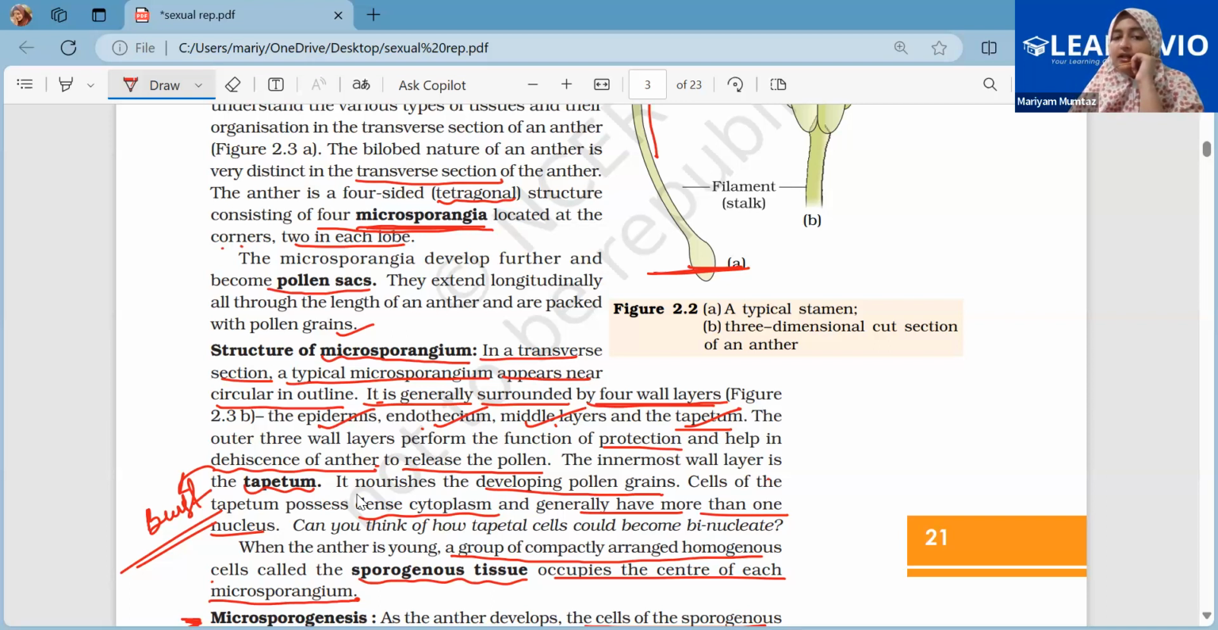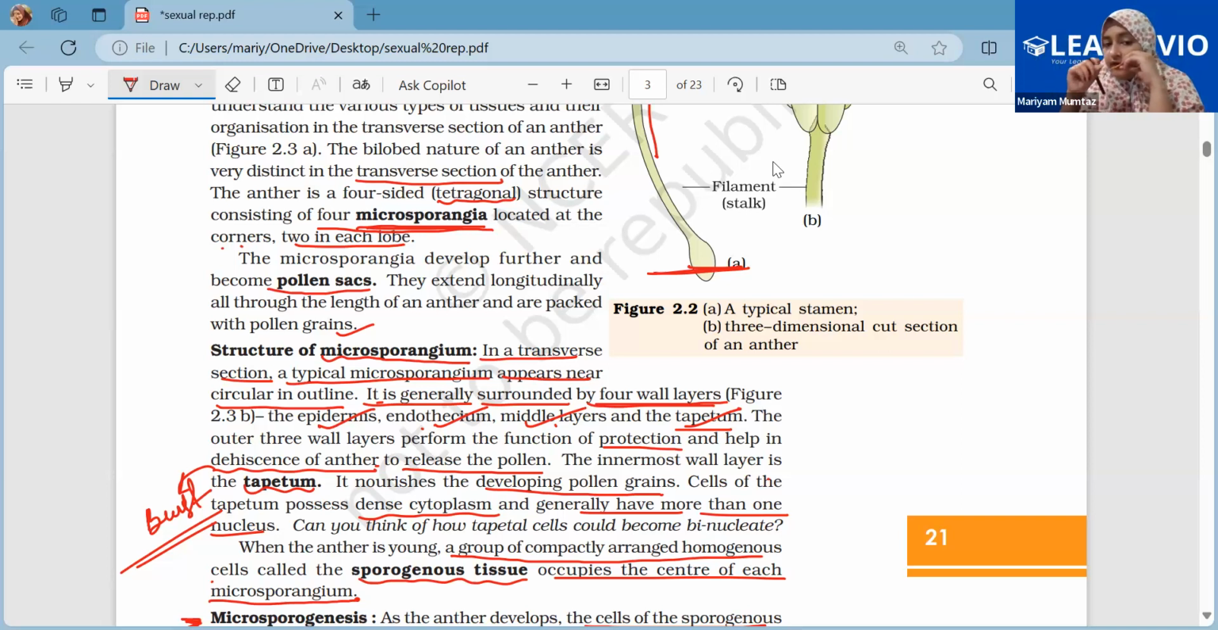The tapetum. Ma'am, does dehiscence basically mean bursting of the flower? Not the flower, anther. Anther. Okay. The part of the male reproductive part, the anther, once the pollen grains are matured, how can it transfer the pollen grain? So it bursts. And anything that bursts, it means that it will release out everything. So that is what the anther does.